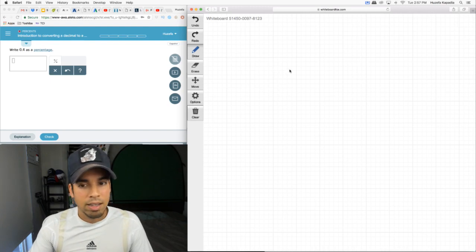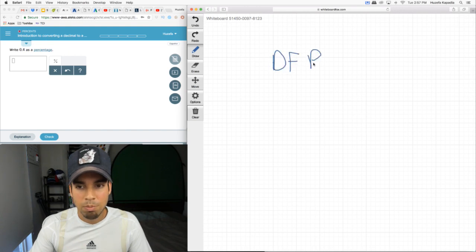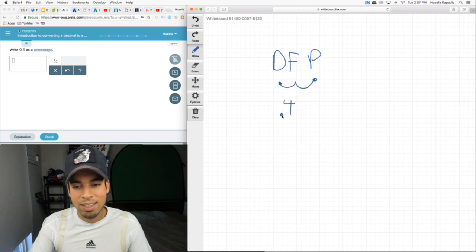All right, write it as a percentage. How do we convert between decimals and percentages? Remember this, down for the part, okay? So to convert from a decimal to a percentage, we go from the D to the P. How many steps is that? 2. Well, what does that mean? Why are we doing that?